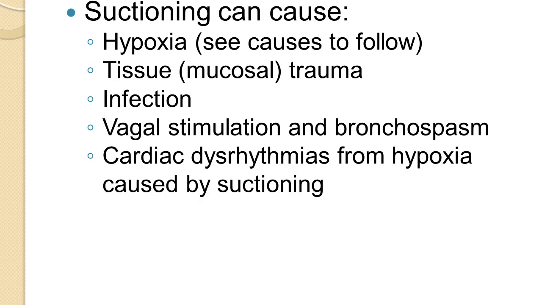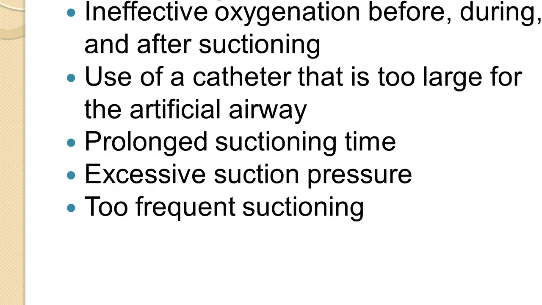So with that said, we can cause hypoxia, tissue mucosal trauma, infection, vasostimulation, which can initiate a bronchospasm, or even cardiac dysrhythmia from the hypoxia caused by improper suctioning and improper oxygenation. So what do we do? The best thing to do when patients are going to be suctioned is to have an ambu bag that's connected to the tubing, to the flow meter, and we put it at 100%.